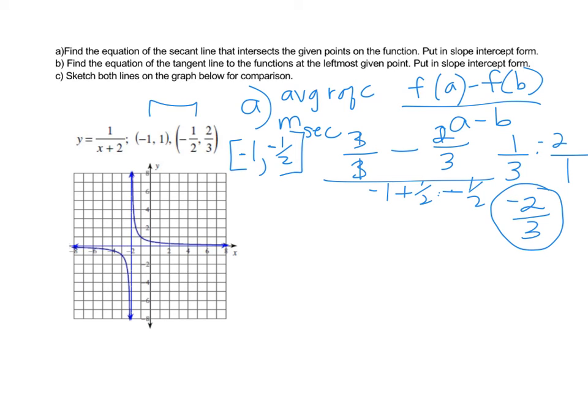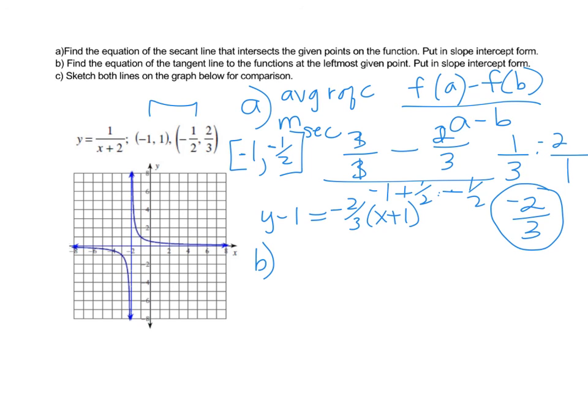So to write an equation, it would be y minus 1 equals, I just picked one of the points, -2/3 x plus 1. And then to put that in slope-intercept form, I think I'm going to just leave it in point-slope because I'm out of room here, but you could put it in slope-intercept form easily.